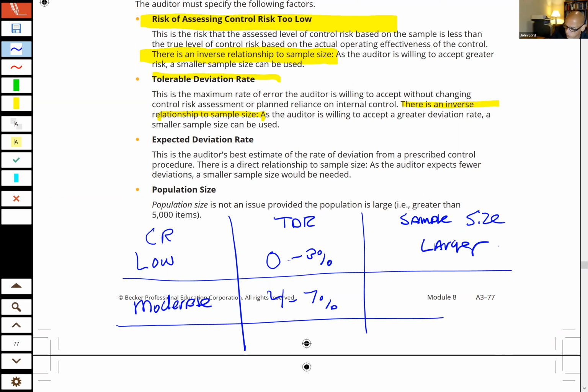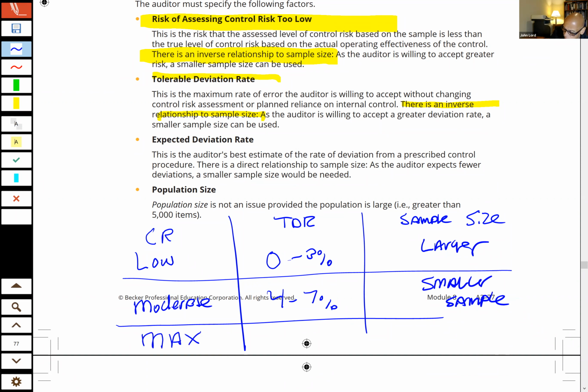Okay. Now, if you're willing to accept a larger tolerable deviation rate, that's equivalent to saying it's not that important of a control, because sometimes if they don't do it, it's okay. So if you're saying that control is not as critical, you have a larger tolerable deviation rate, then you can have a smaller sample. What if I assess my control risk at the maximum?